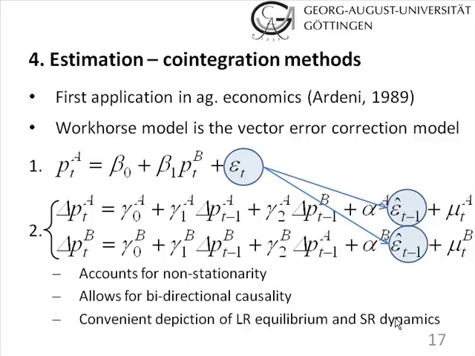The nice thing about this sort of model is that it accounts for non-stationarity, so it has some good econometric qualities. It's also kind of nice because it allows for bidirectional causality. When we set up the equation and estimate it this way, the price on A can be influencing B, but also the other way around. And in many cases, we expect that shocks can come from both directions on these markets.